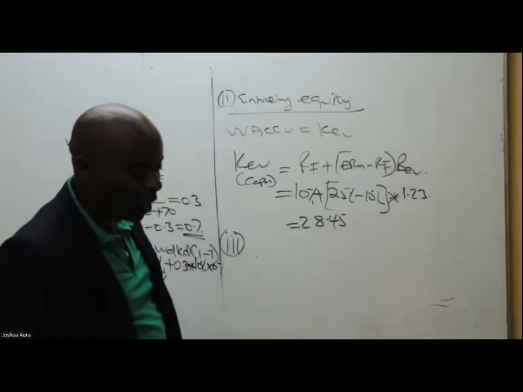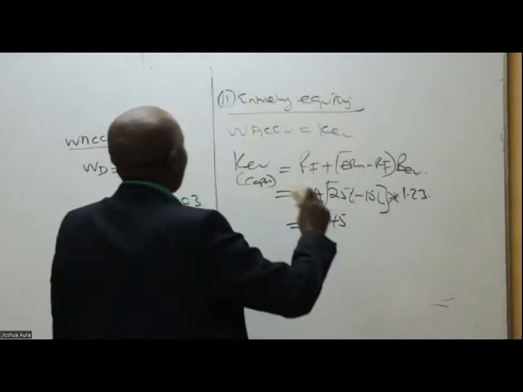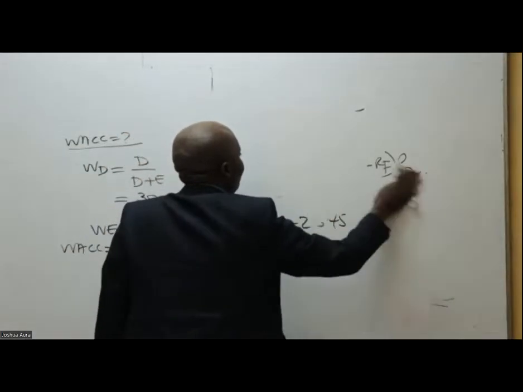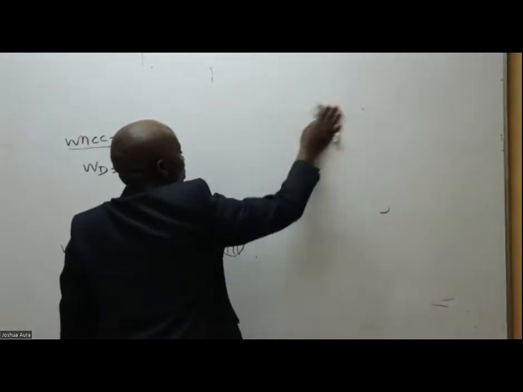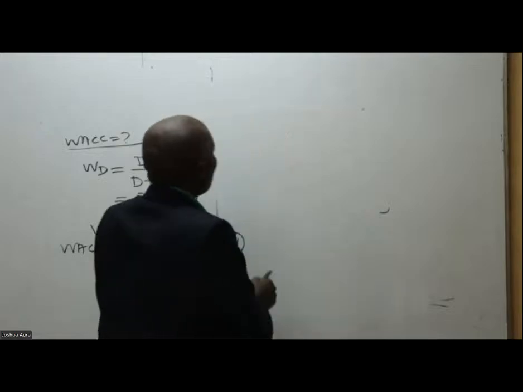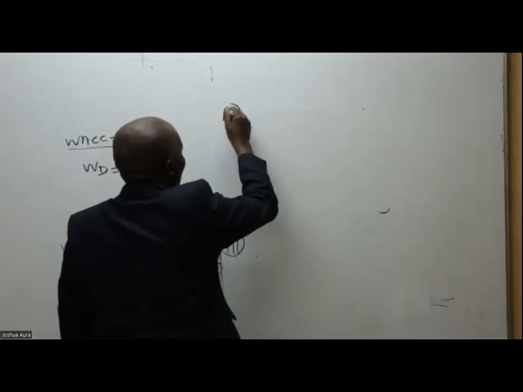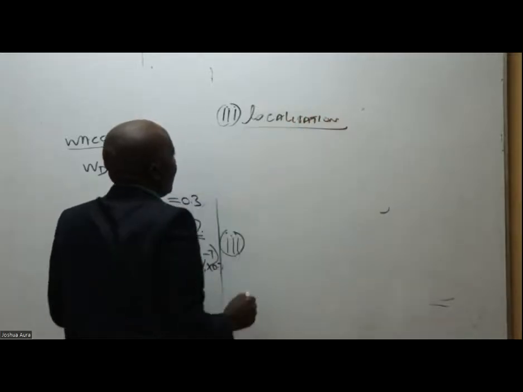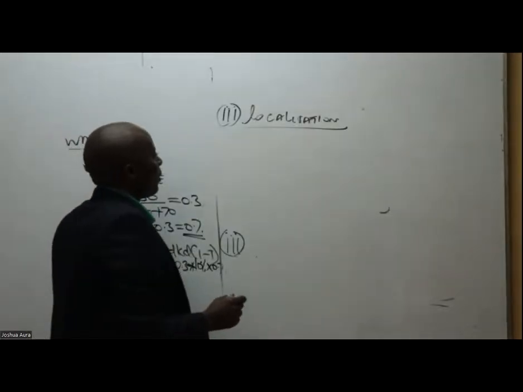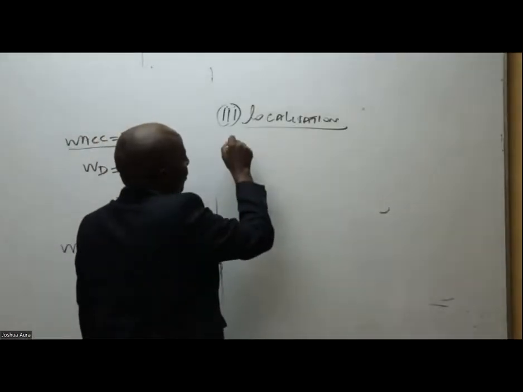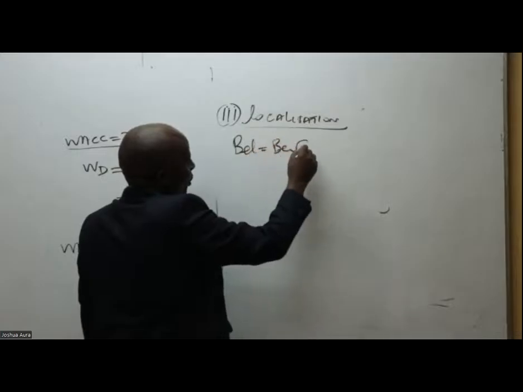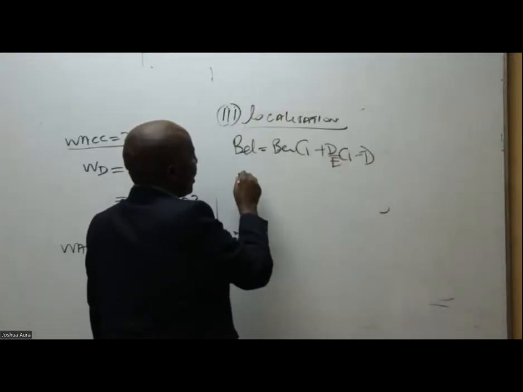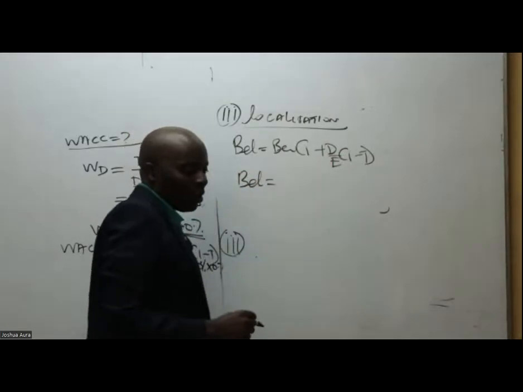So first of all, it's localization. We are doing the localization for Roman number 3. So we have our BEL, which will be our BEL into 1 plus debt over equity into 1 minus tax, like that. So then we have our BEL, which will be equal to our BEL.